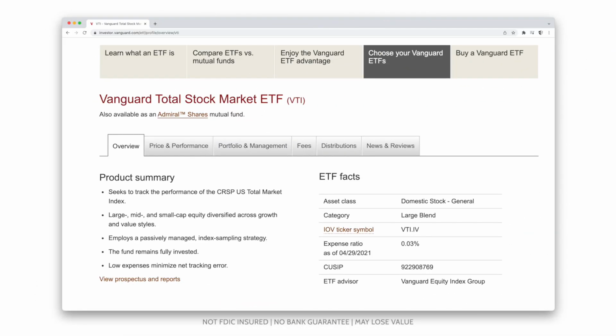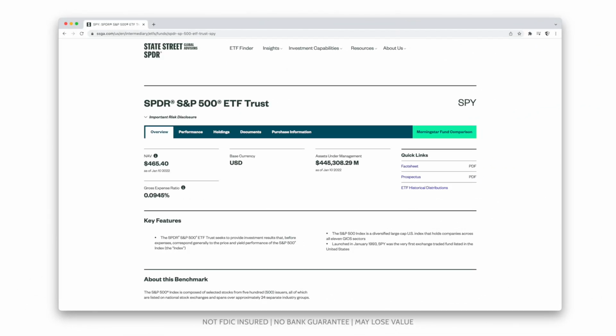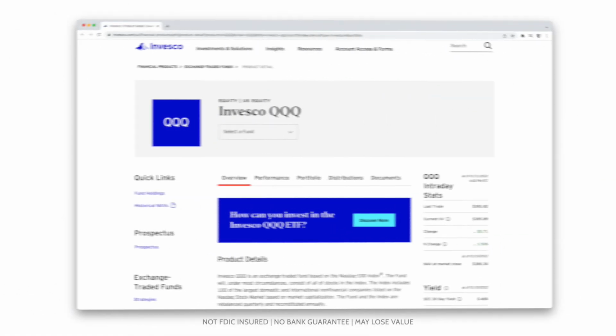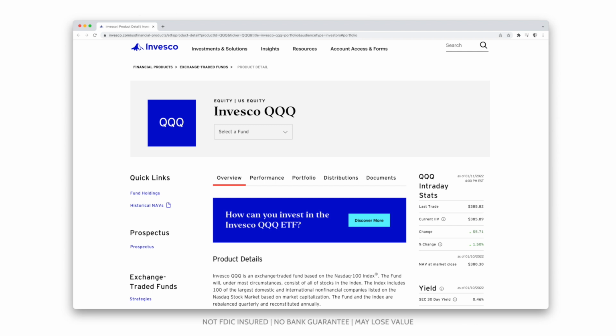VTI is the Vanguard Total Stock Market ETF and has an extremely low expense ratio of 0.03%. SPY is the State Street Spider S&P 500 ETF. It was the first ETF ever listed on an exchange. The Triple Qs is the Invesco NASDAQ 100 index and is overweight technology stocks.